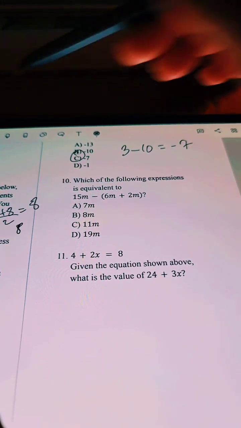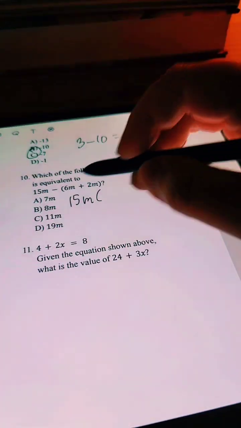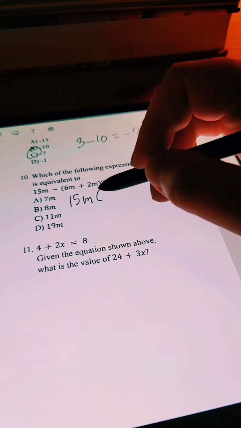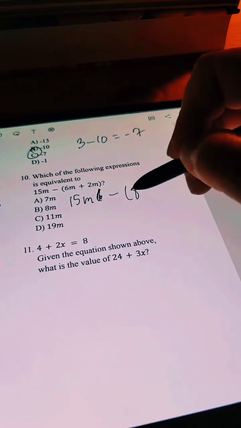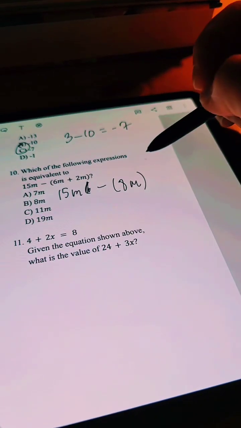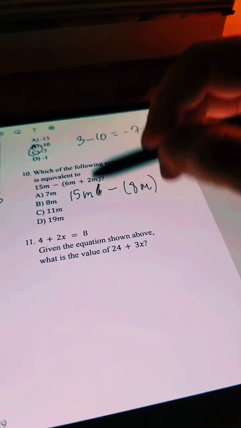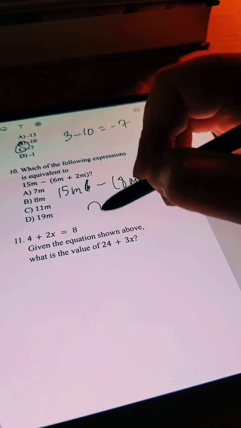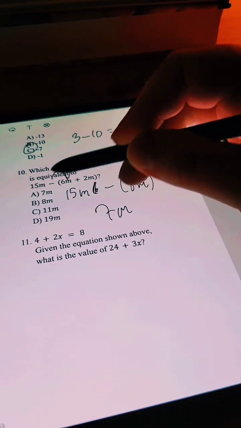So let's go to number 10. 15m minus 8m. Yeah, it would be fine if you did each of those that way. Distributed property also works. What am I saying? 15m minus 8m is 7m. So you could have done minus each of these.